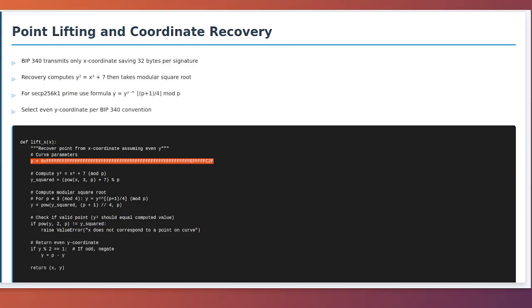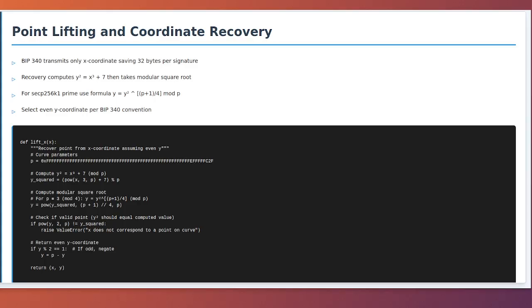Specifically, if y squared is a quadratic residue modulo p, then y equals plus or minus y squared raised to the power of (p plus 1) divided by 4, all modulo p. The computation of the modular square root gives us two possible y values, y and negative y modulo p, which is the same as p minus y. These two values have opposite parity. One will be even and one will be odd.